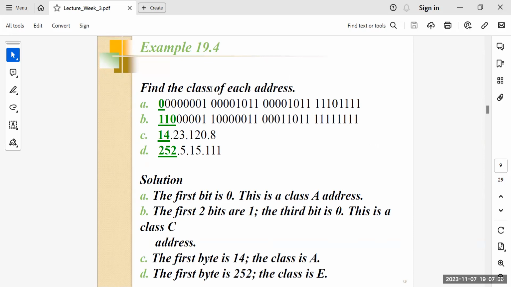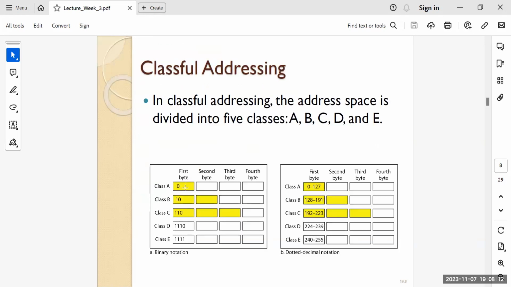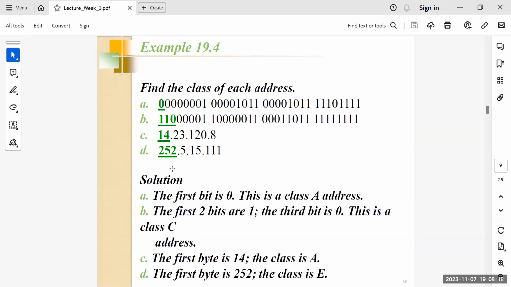The question is, find the class of each address. So we have this IP address, and we have been asked, what is the class of this address? We can see that the first bit is 0. You have seen just a while ago that if the first bit is 0, we have class A. So the first bit is 0 over here, which means this is a class A address.